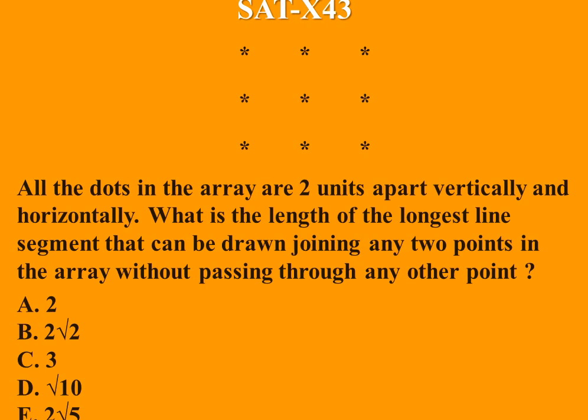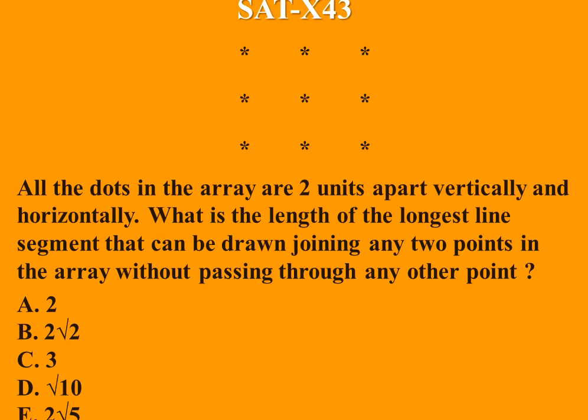SAT example number 43, we have an arrangement of dots. There are 9 dots, 3 by 3, and it says all the dots are 2 units apart vertically and horizontally. We're looking for the length of the longest line segment that can be drawn joining any 2 of those dots.